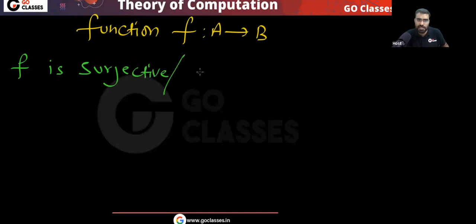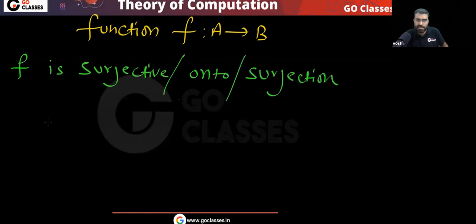Now, what is the definition of a surjective function? When can you say f is surjective? Another name is onto. Another name is surjection. When can I say this function is surjective?